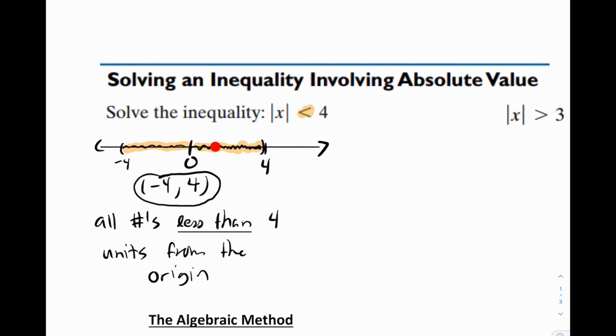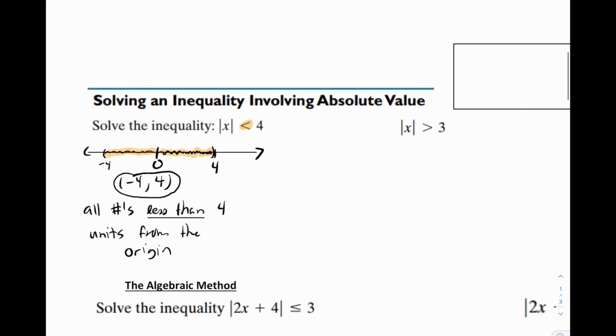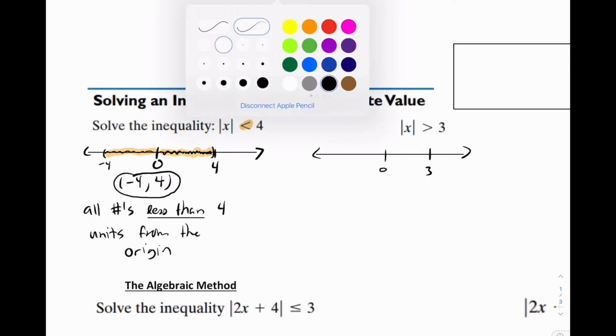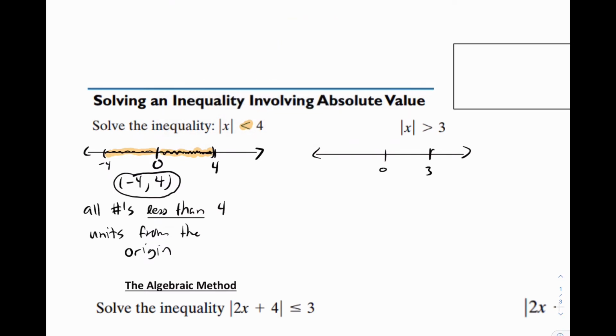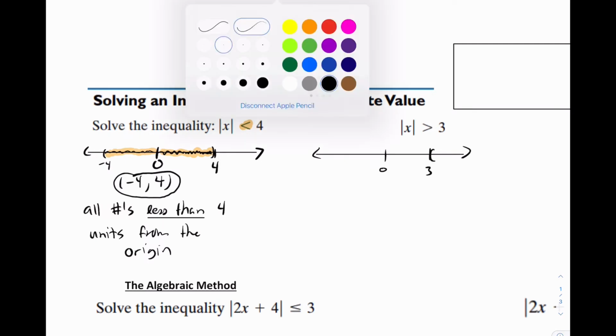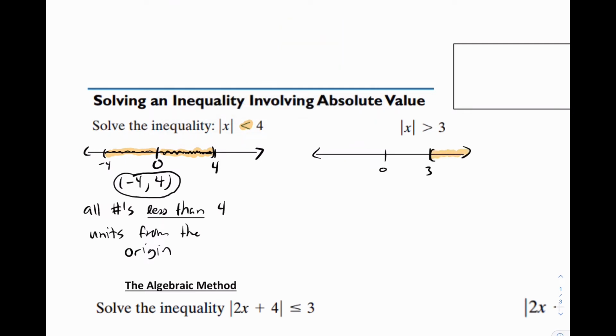Now, if we try a different one, let's say right here, absolute value of x is greater than 3. Let's try it the same way. Here's our 0. Here's 3. We know everything 3 or above 3 is going to be fine. Like 3 is not going to work, but 4, 5, 6 to forever.